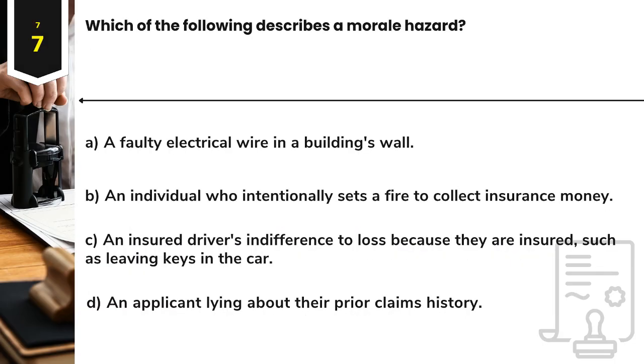Question 7. Which of the following describes a morale hazard? A. A faulty electrical wire in a building's wall. B. An individual who intentionally sets a fire to collect insurance money. C. An insured driver's indifference to loss because they are insured, such as leaving keys in the car. D. An applicant lying about their prior claims history.